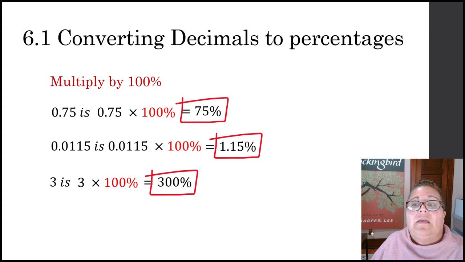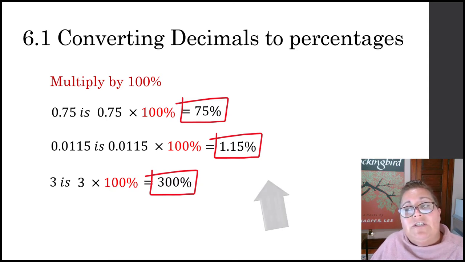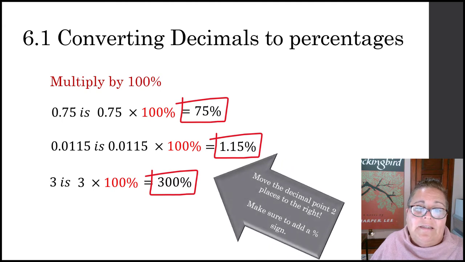Now, what do all three of these have in common? When you put the percent sign on, you move the decimal point 2 places to the right this time.